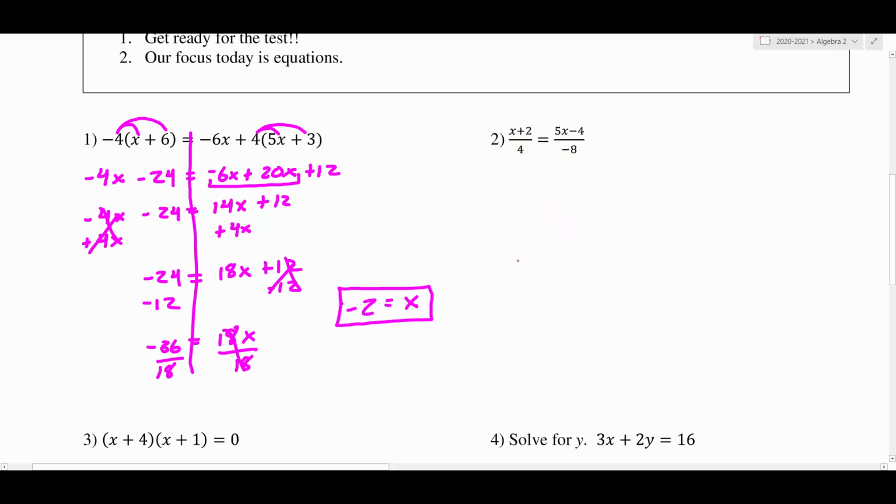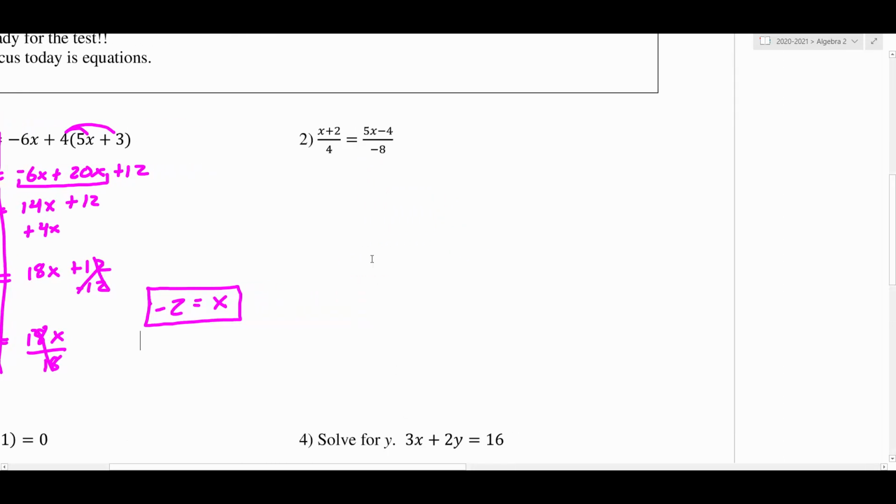Number 2, this kind of equation is what I like to call a proportional equation, because on each side of the equal sign here we see two fractions or two proportions. All right. And the trick that I taught you in earlier lessons here was to put these in parentheses and use cross multiplication to clear the fractions.